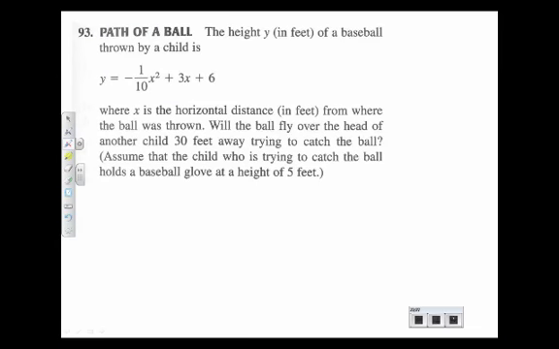All right, if you're ready for the answer, let's check it out. The height y, in feet, of a baseball thrown by a child is given by the function y equals, where x is the horizontal distance from where the ball is thrown. Will the ball fly over the head of another child 30 feet away trying to catch the ball? All right, so let's find out. y equals negative 1 over 10 times 30 squared plus 3 times 30 plus 6.